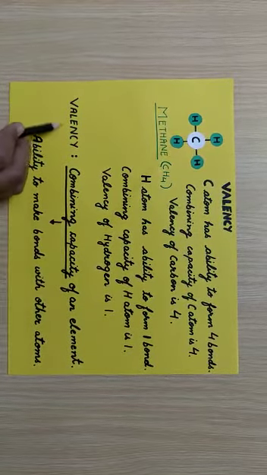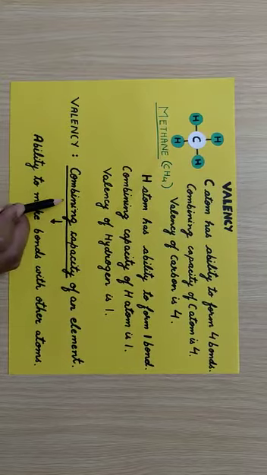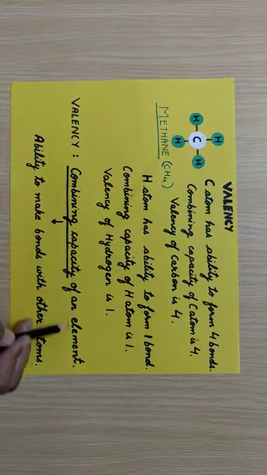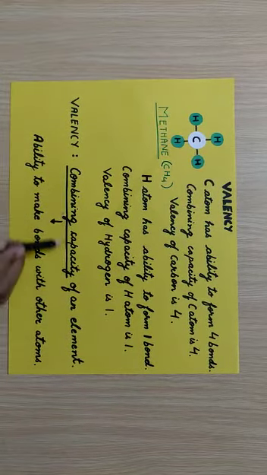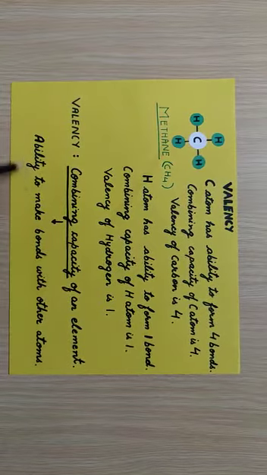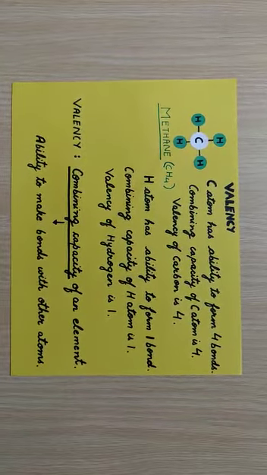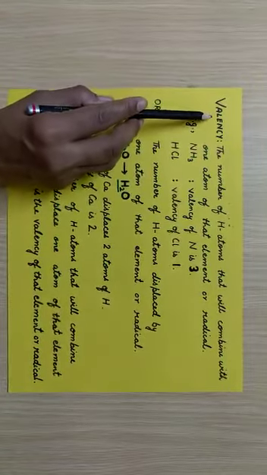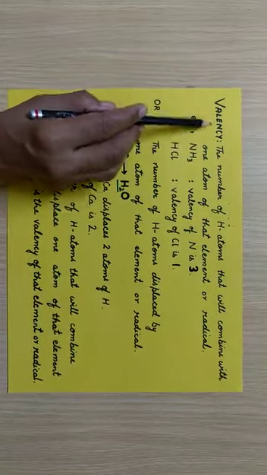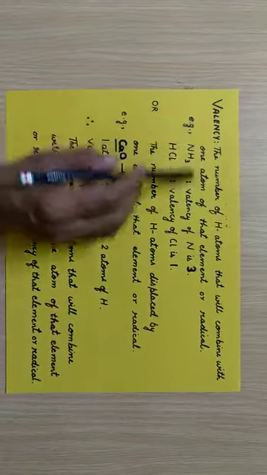So how can we define valency? The combining capacity of an element. And what does combining capacity mean? The ability to make bonds with other atoms. Now let us try and understand how to calculate a valency.